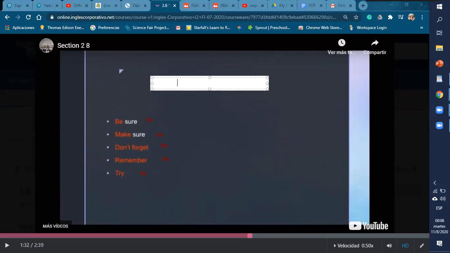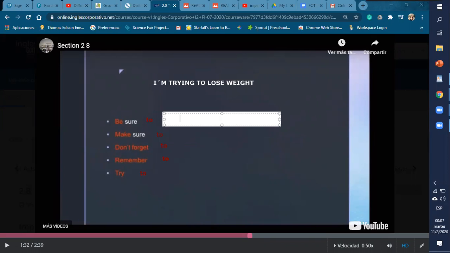Okay, I'm gonna give you a real scenario, a real example, and it is that I'm trying to lose weight. Okay, so this is my situation. I'm trying to lose weight. What advice can you give me using these expressions? Anybody can participate. It's real. To do exercise 5 times a week. So be sure to do exercise 5 times a week.